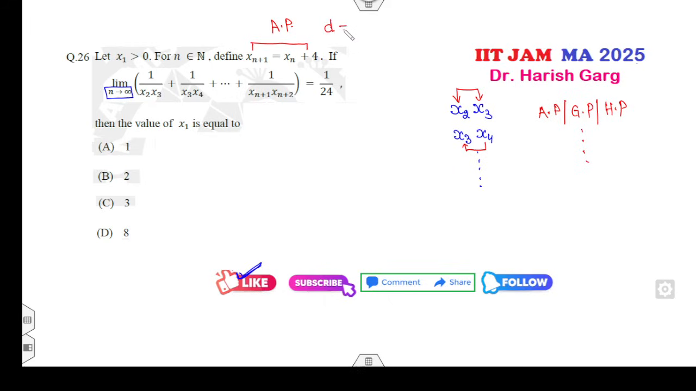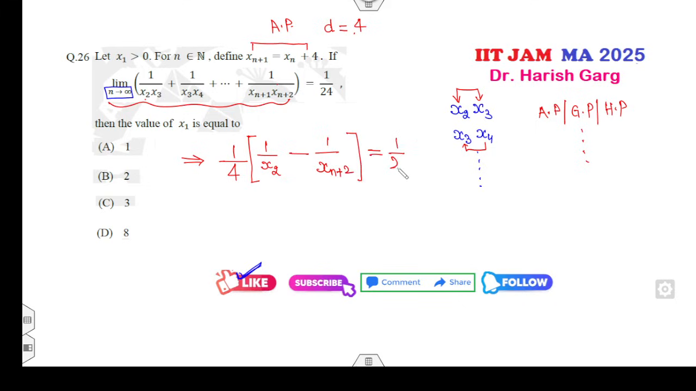Once this is the AP, what is the common difference? 4. So the answer of this complete left hand side is, whatever the common difference, 4. So 1 by 4 times the first term minus last term. Last term is my xn plus 2. Fine. 1 over 24 as limit n approaches infinity.